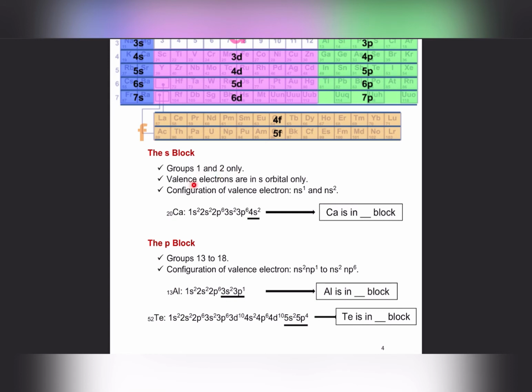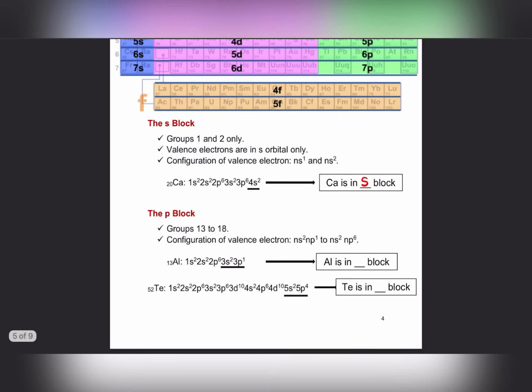Di mana kita akan lihat valence electrons, which are in S orbital only. Dan the VEC untuk that element adalah ns1, group 1, ataupun ns2, group 2. As you see here, saya ada calcium. Calcium ada 20 proton number. So, 20 elektron. Saya write the electronic configuration. I got the last filled subshell adalah 4s2. So, this is the last filled subshell. Maknanya, what can we say? Calcium is in S block. Okay. Next one, saya ada P block.